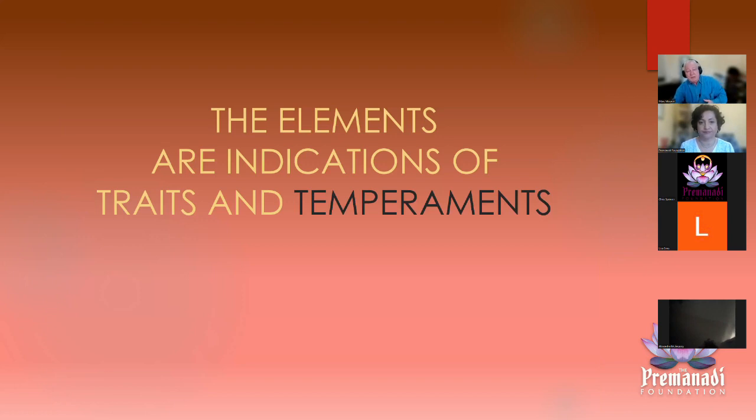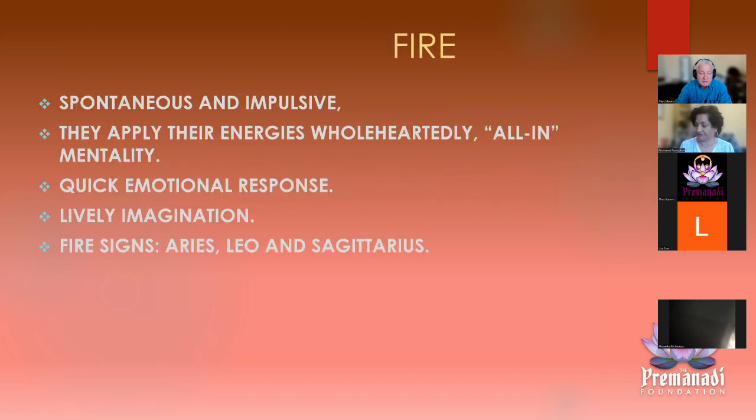All right. That was the planets. And now let's talk about the elements that are indications of traits and temperaments. So we have the element of fire, which is spontaneous and impulsive. Fire people apply their energies wholeheartedly. They have an all-in mentality. It's not like, let's stick our toe in it and see what goes on. They go for it. There's a quick emotional response, lively imagination. The fire signs are Aries, Leo, and Sagittarius.